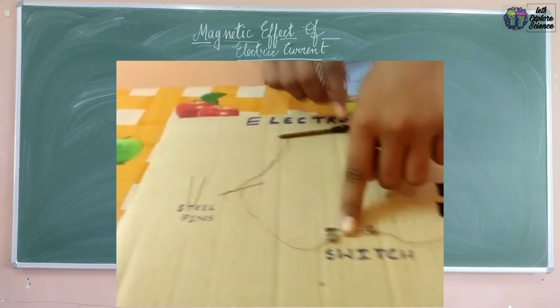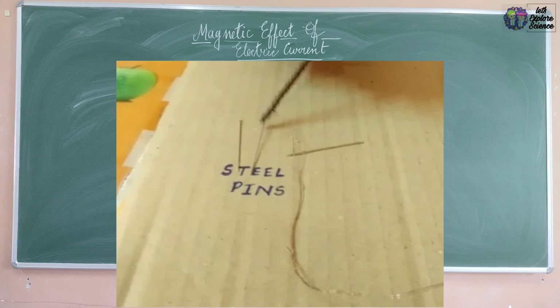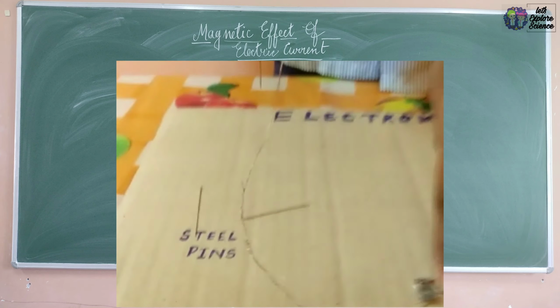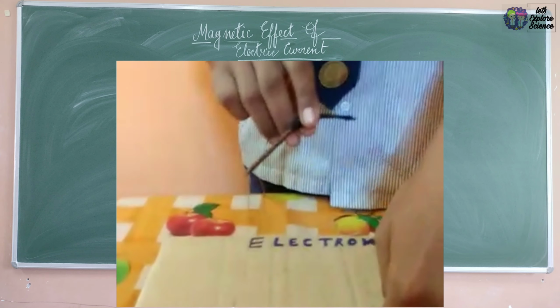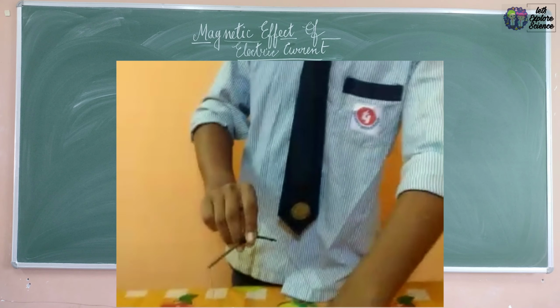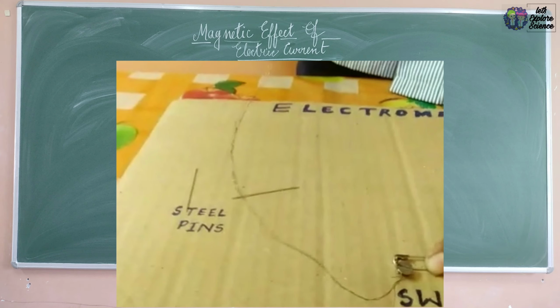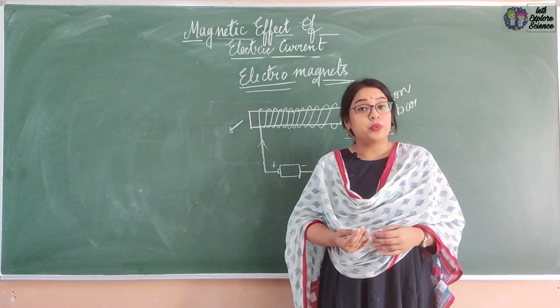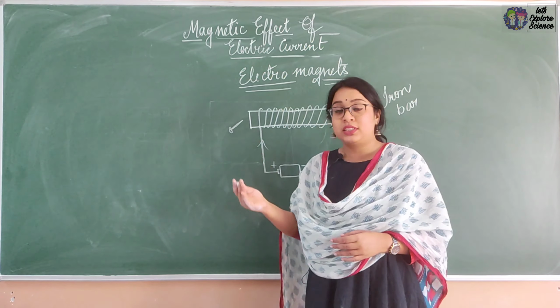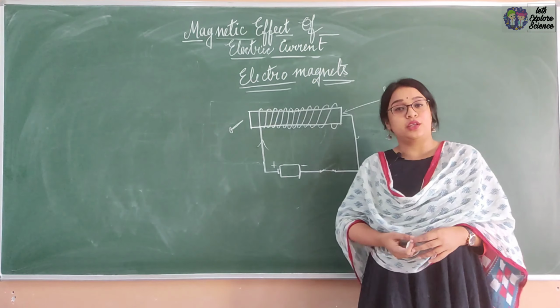Now, we will take the iron nail and put it simply near the steel pin like this. As you can see, it got attracted. This is because the copper wire which is wrapped around the iron nail has turned it into an electromagnet. Hope you have understood after seeing this video, an easy demonstration of how we can make an electromagnet.